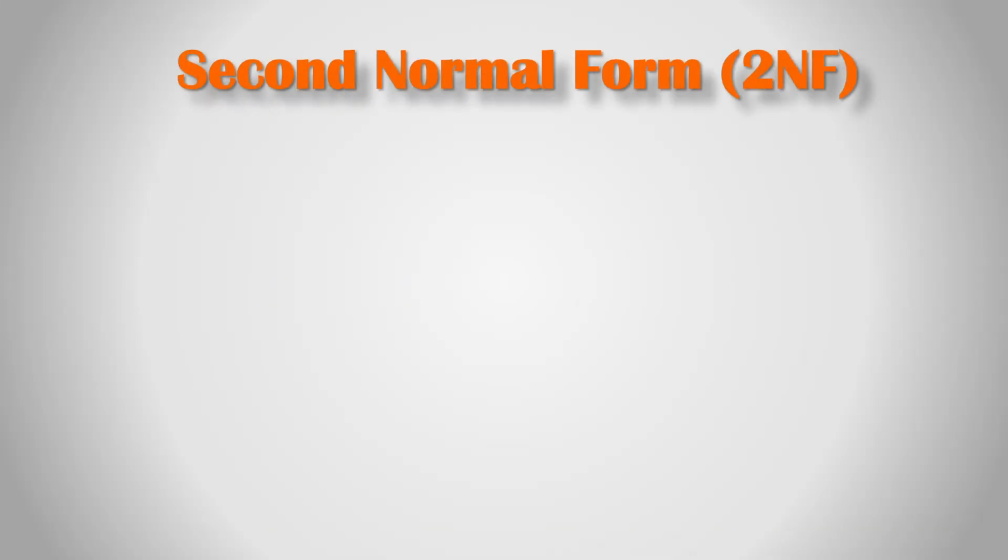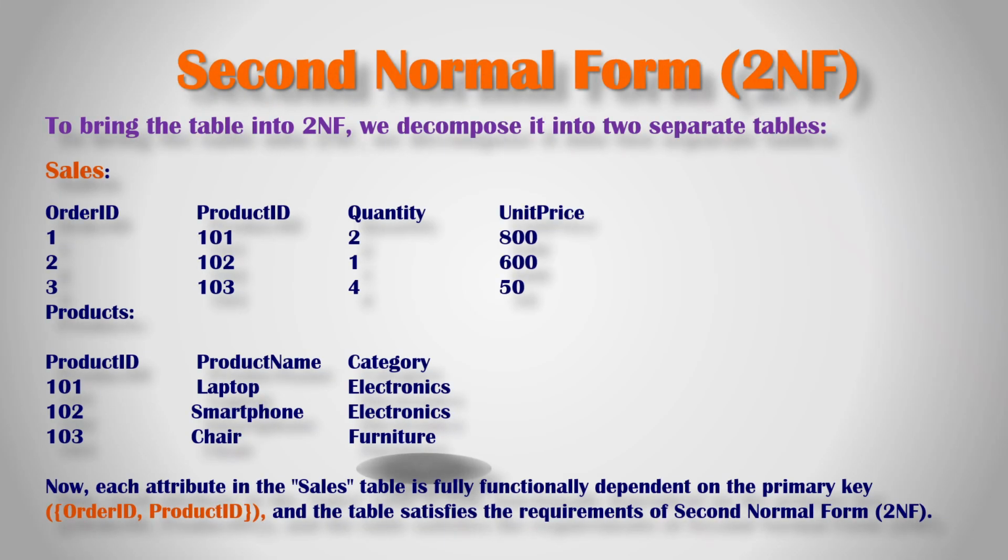To bring the table into second normal form, we decompose it into two separate tables. Sales: order ID, product ID, quantity, unit price. 1, 101, 2, 800. 2, 102, 1, 600. 3, 103, 4, 50. Products: product ID, product name, category. 101, laptop, electronics. 102, smartphone, electronics.